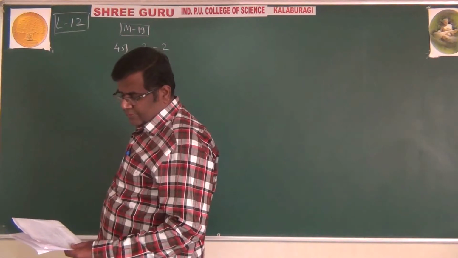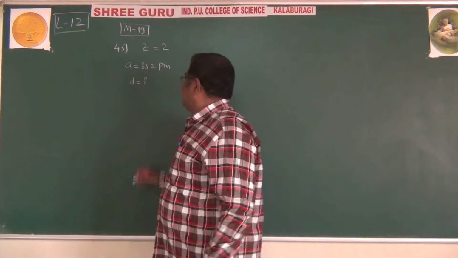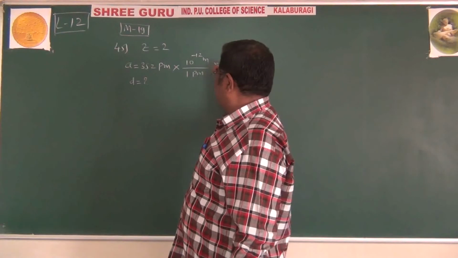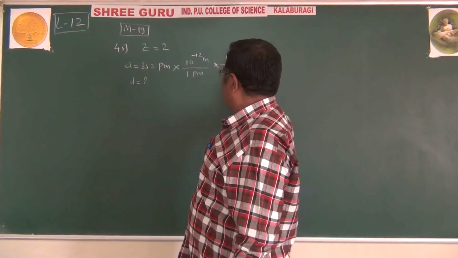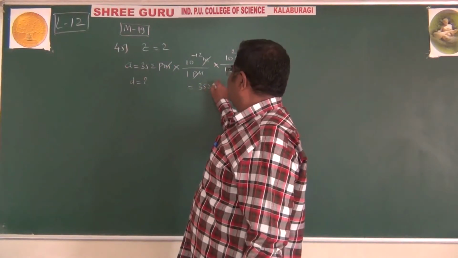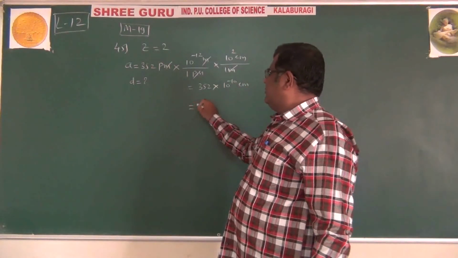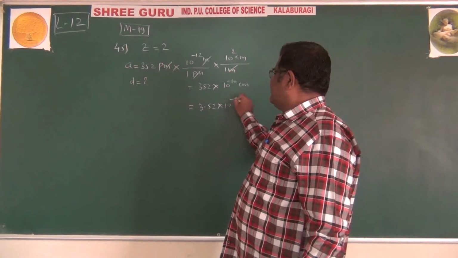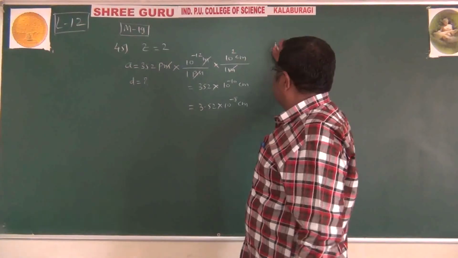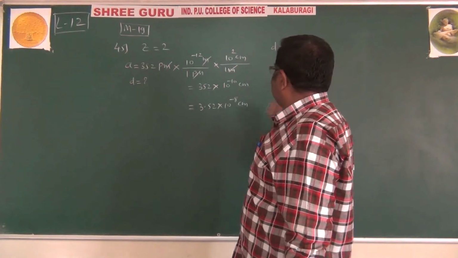Density to calculate. And we know that 1 picometer is equal to 10 to minus 12 meter, and 1 meter is equal to 100 centimeter. We can convert 352 picometer into 352 into 10 to minus 10 centimeter, or 3.52 into 10 to minus 8 centimeter. So you can calculate density is equal to Z M by a cube into Avogadro number.